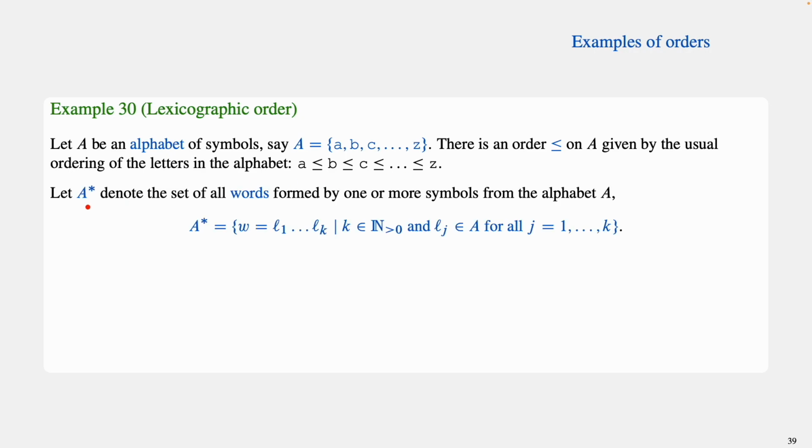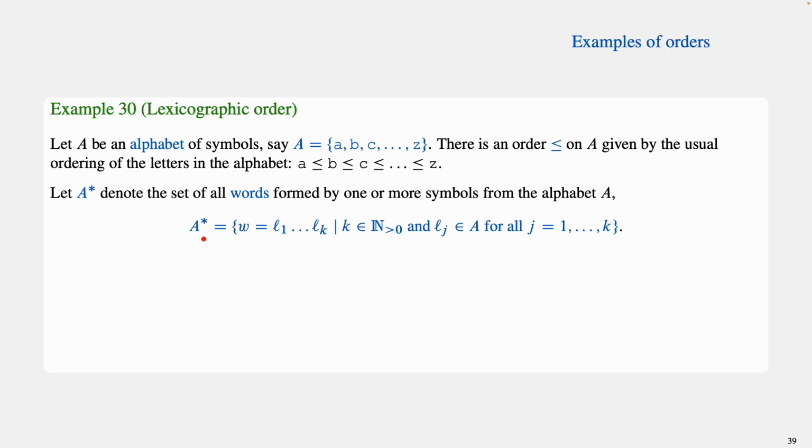And now let A star denote the set of all words formed by one or more symbols from this alphabet A. So, more precisely, A star is the set of words W, which are composed of letters L1 to LK. Writing these letters next to each other doesn't mean I multiply anything, it just means that I write one letter next to another.